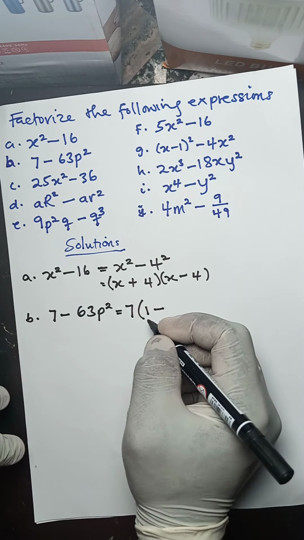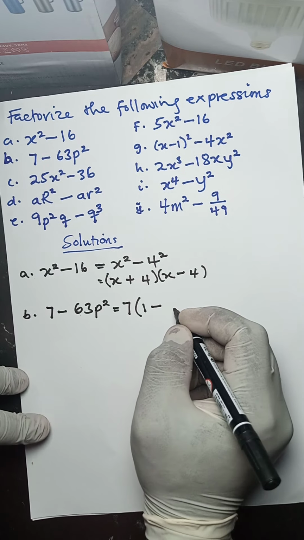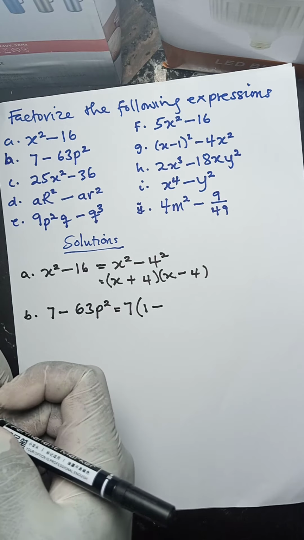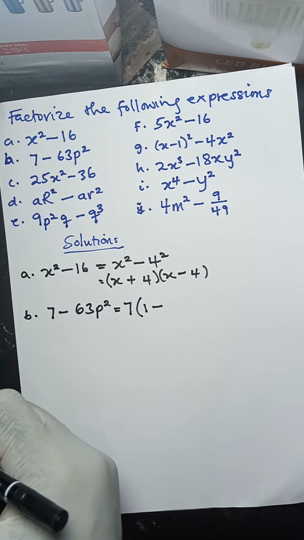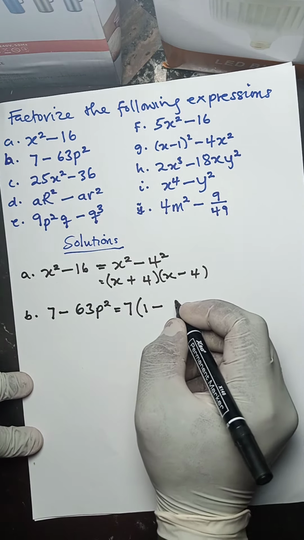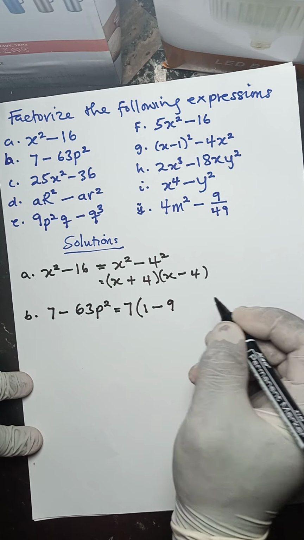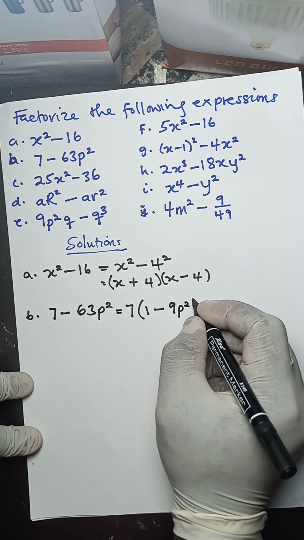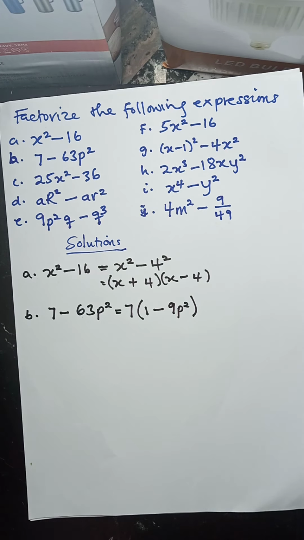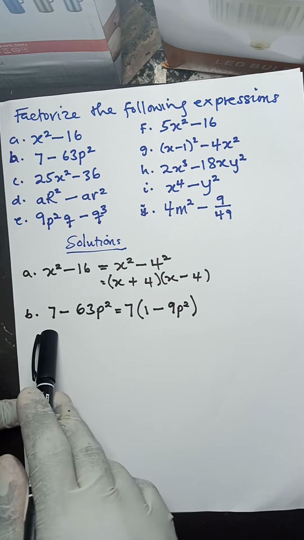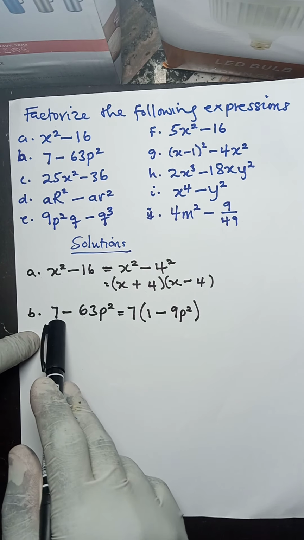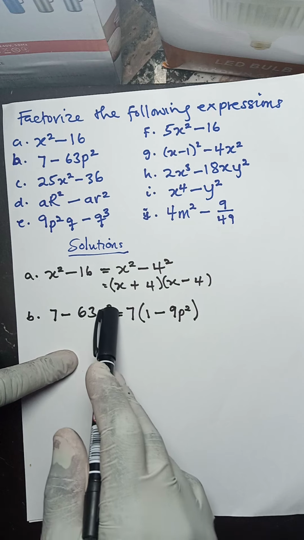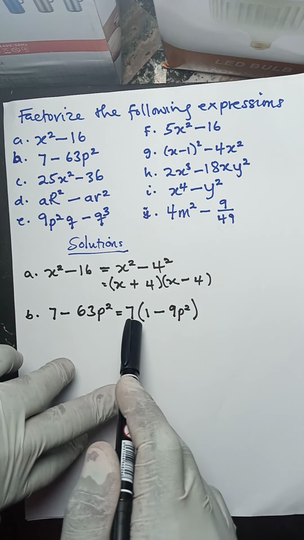7 into 63 will be what? Let me check from my calculator. 7 7s are 49, 7 8s are 56, 7 9s are 63. So 7 goes in 9 times, then we have p squared. So we just have to factorize 7 out. Then 7 will go into 7 one time, 7 will go into 63 nine times, then we have our p squared there. So now the 7 is out.